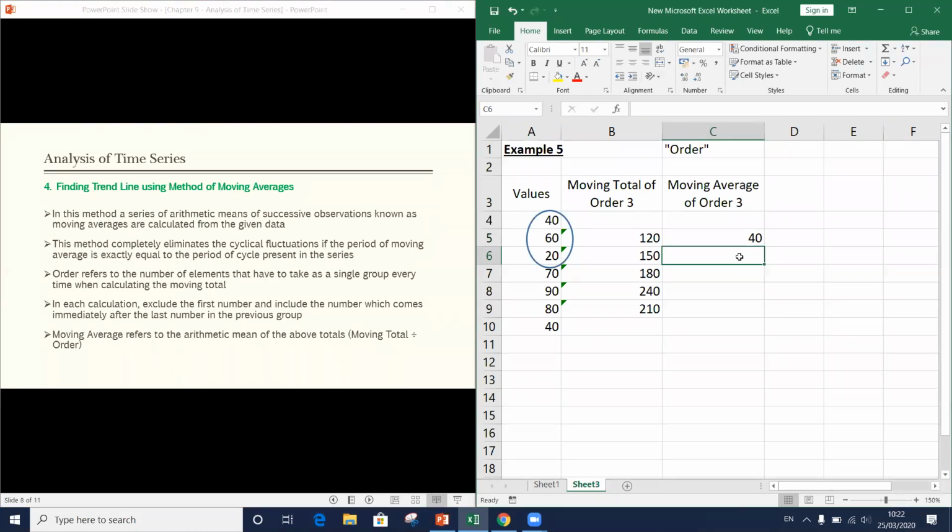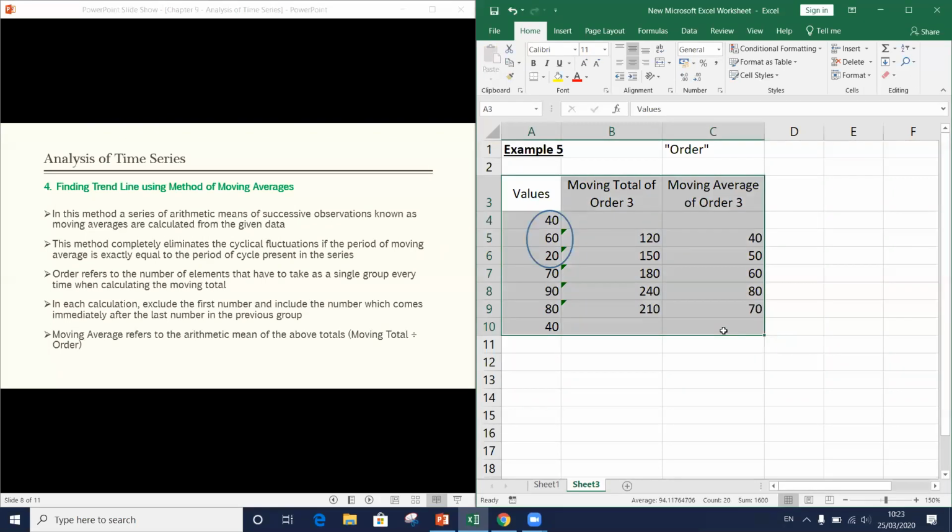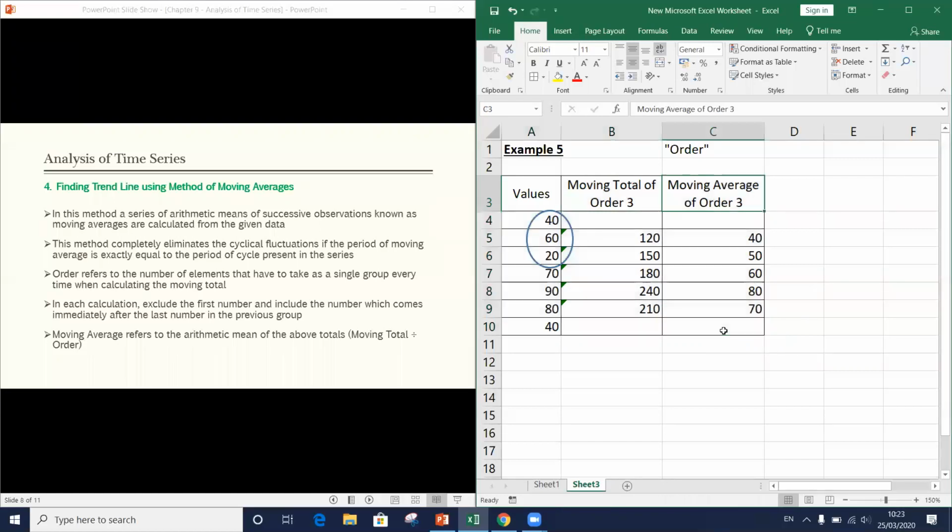150 divided by 3, it should be what? 50. Right? The moving total has to be divided by our order. Here 180 divided by 3, it should be 60. Then 240 divided by 3, it should be 80. 210 divided by 3, it should be what? 70. So this is our answer, right? Moving totals and moving averages of order 3. That is the answer for part 1. Right.